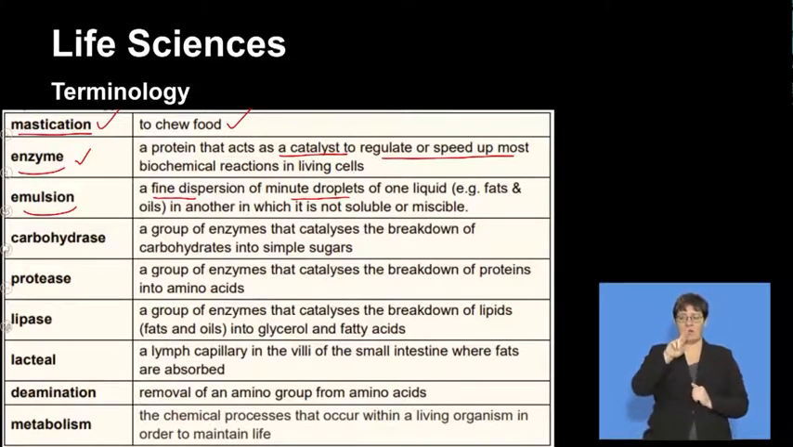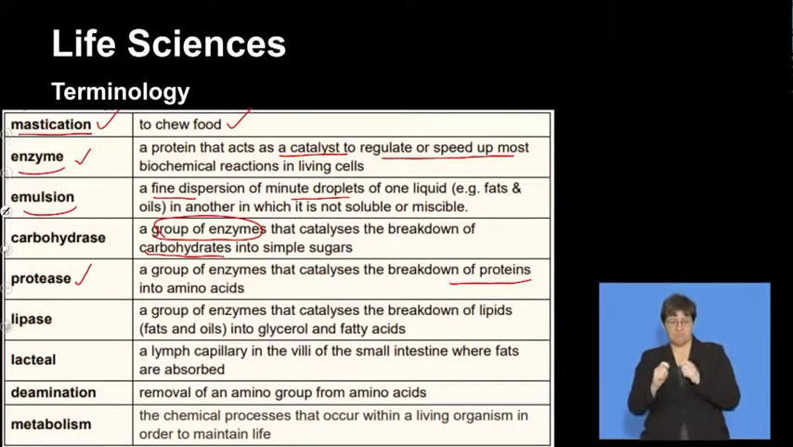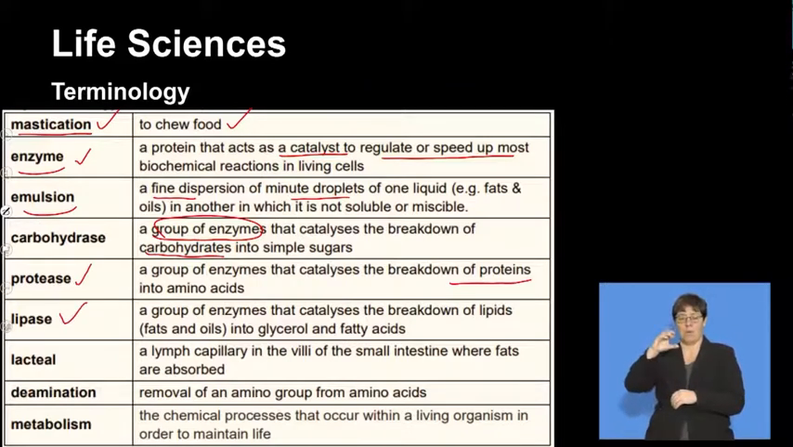Carbohydrases, again, is a group of enzymes that are important in the digestion of carbohydrates, which are your simple sugars. We're going to mention proteases, which digest the meat and the proteins to the building blocks called amino acids. Lipase, a group of enzymes that catalyze the breakdown of lipids and fats. The concept of what the lacteal is when we look at the villi, which is again the structures in the small intestine that help us absorb the nutrients.